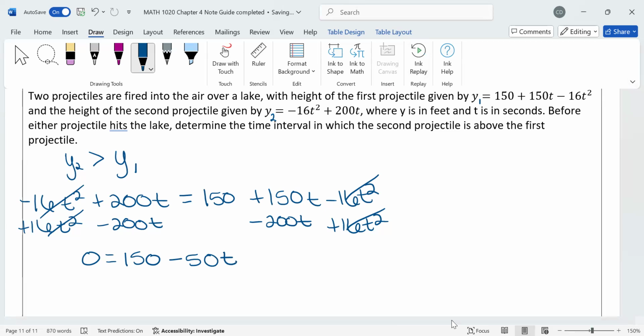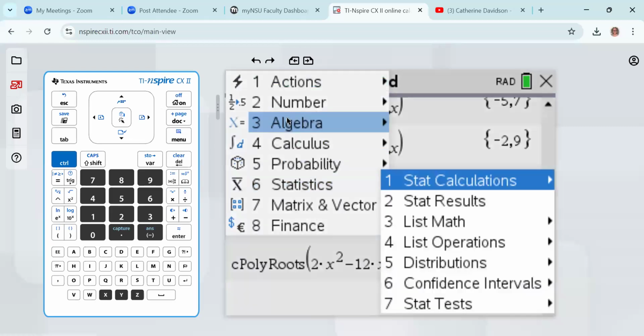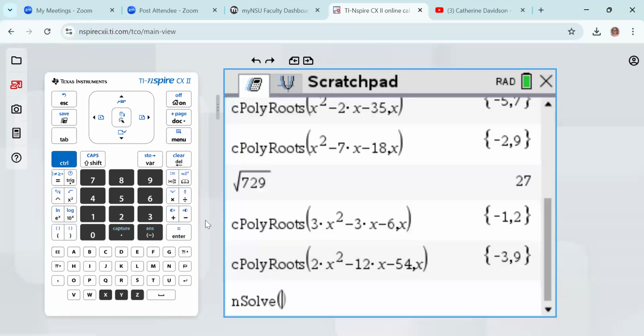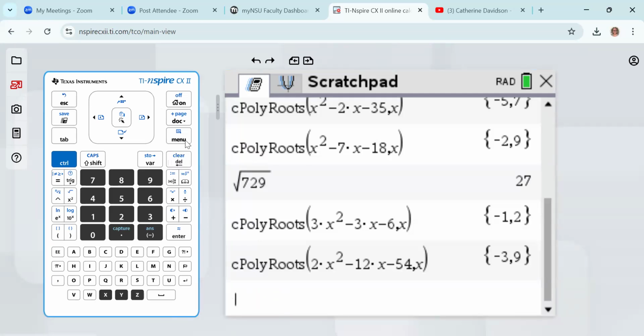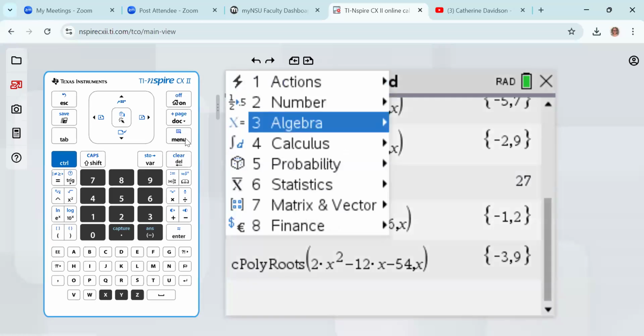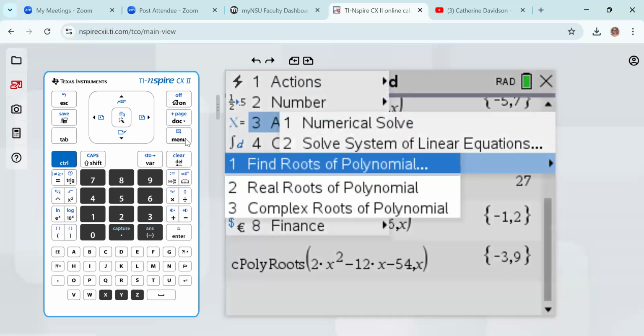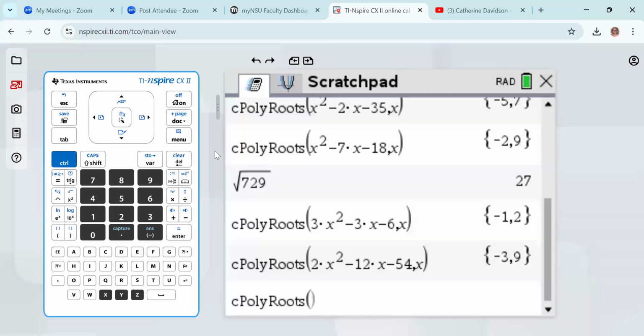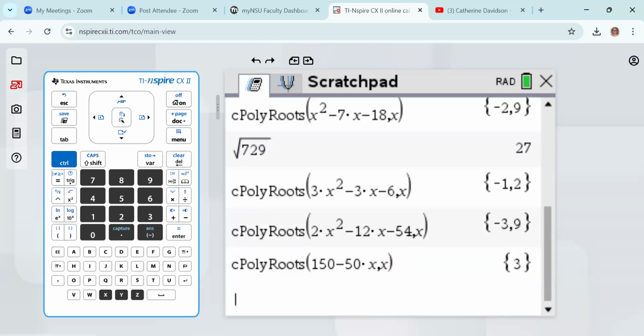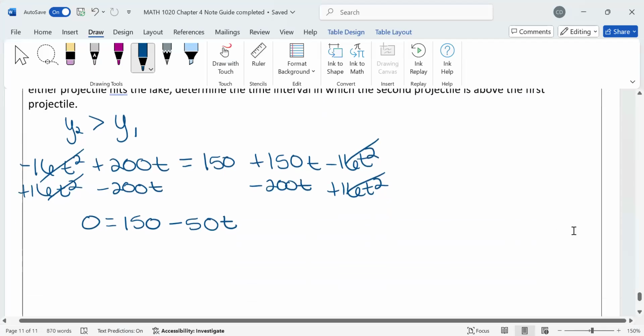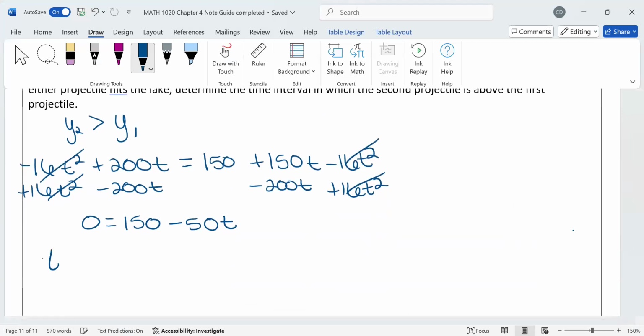You can actually use numerical solve, but I'm going to go ahead and use C poly roots on this one. Sorry about that. 150. And you can use T or you can use X. If you use T, put comma T. So the solution is 3. So T is 3.